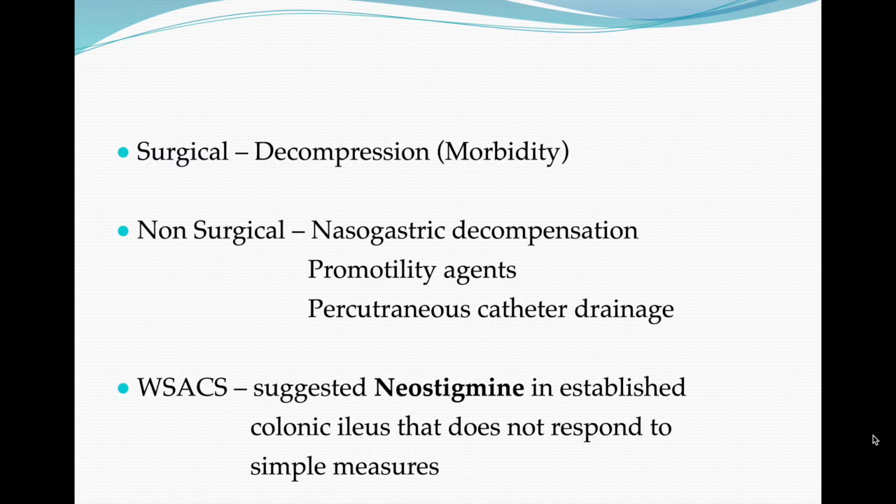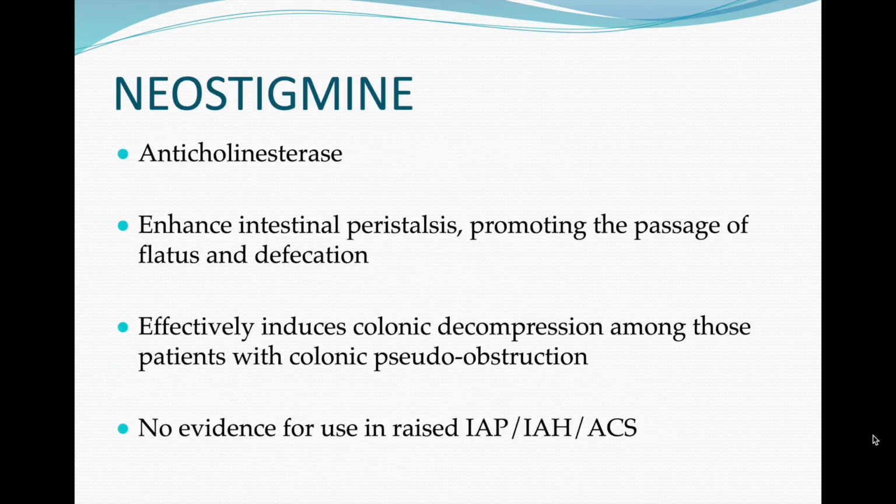Now, the World Society for ACS has suggested neostigmine in established colonic ileus that does not respond to simple measures. So these are the simple, non-surgical measures, and they have suggested it, although there are no specific evidences or studies that support the use of neostigmine. However, they have suggested as good clinical practice that we can give neostigmine in established colonic ileus. Now, when is it called established colonic ileus? I'll come to that later.